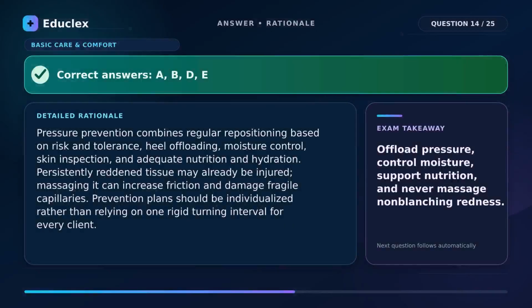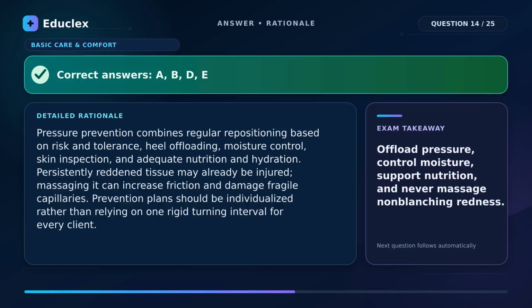The correct answers are A, B, D, and E. Here is the rationale. Pressure prevention combines regular repositioning based on risk and tolerance, heel offloading, moisture control, skin inspection, and adequate nutrition and hydration.